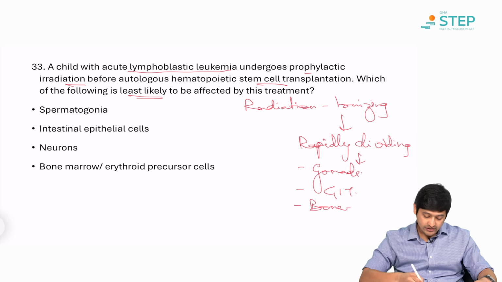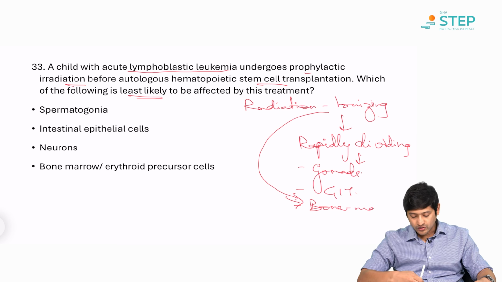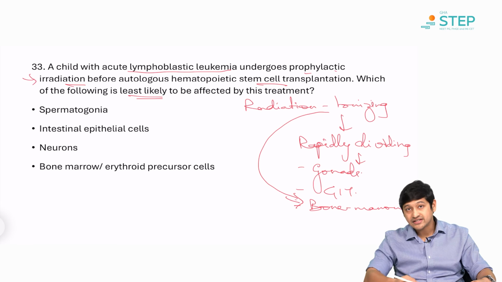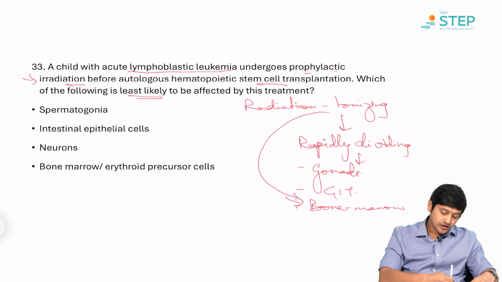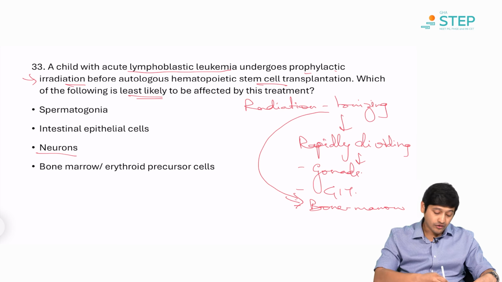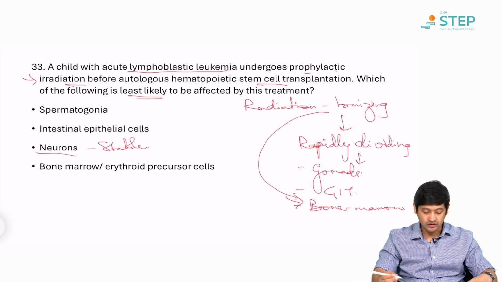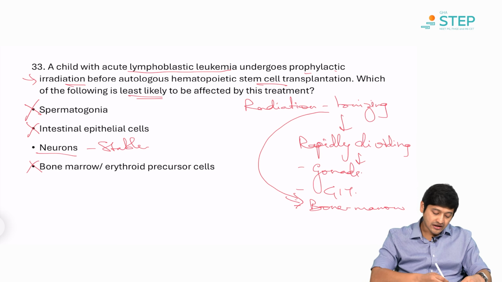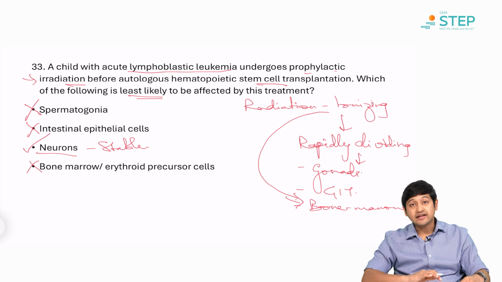So we know that these cells are sensitive, so we are using this to wipe out the bone marrow and irradiate it. That's why we say prophylactic irradiation. We're giving ionizing radiation to wipe out the marrow. Neurons are stable cells. They are not rapidly dividing. They are relatively stable throughout a long period of time. So not the gonads, not the intestinal epithelial cells, and not precursor cells or bone marrow cells. Our answer here, the ones that are least likely to be affected by radiation, are neurons.